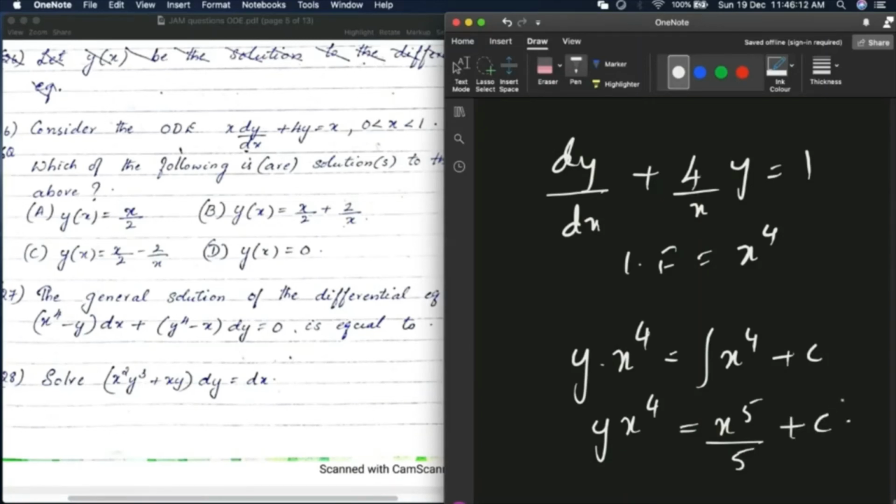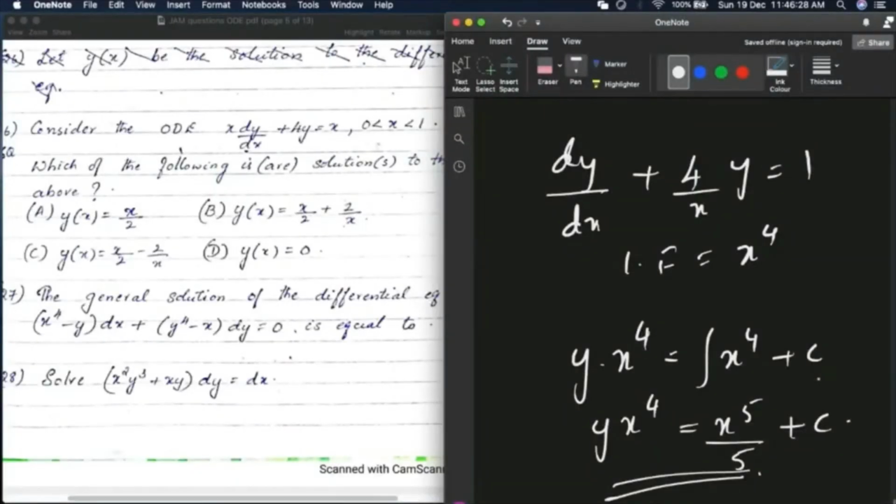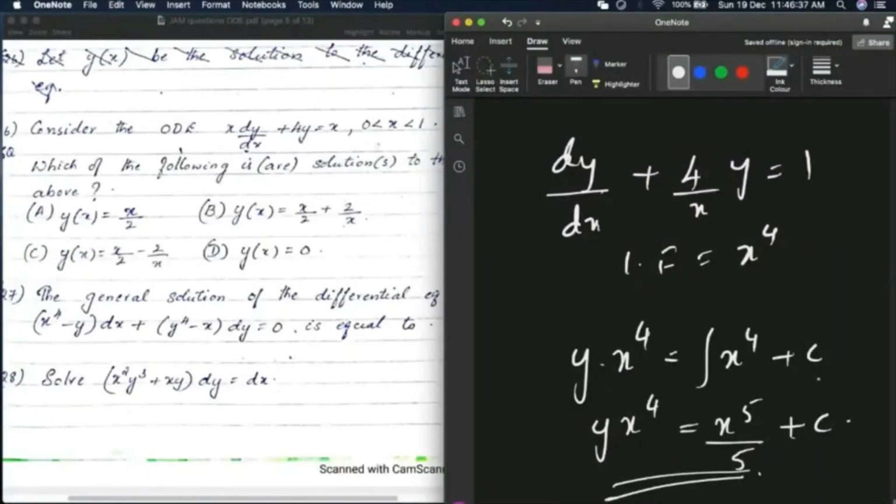None of the options, no? Yes, ma'am. It's an error. x cannot take 0 also. 0 to 1. None of the options are coming as a solution.